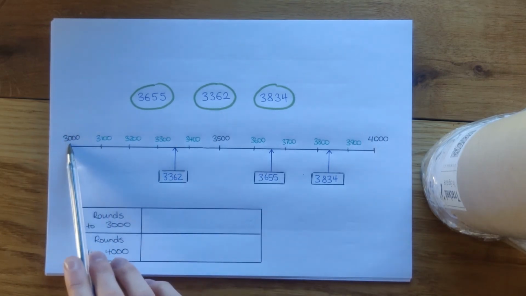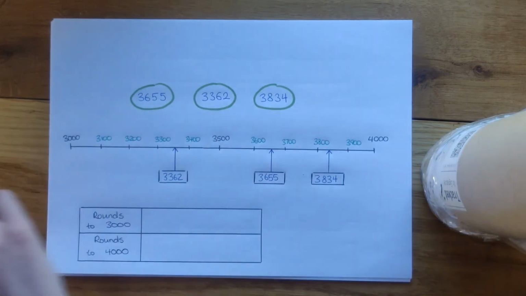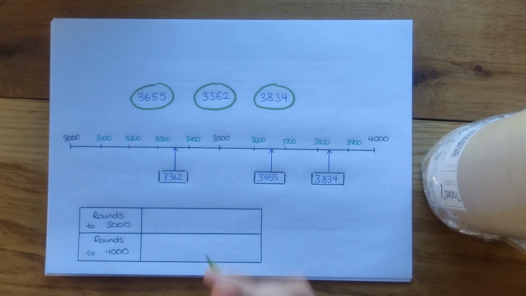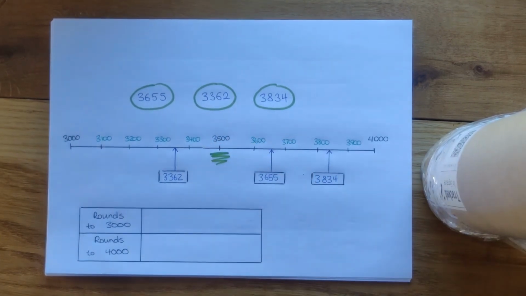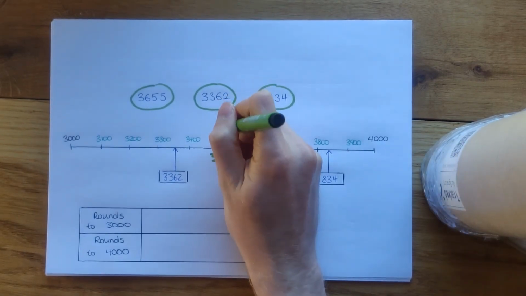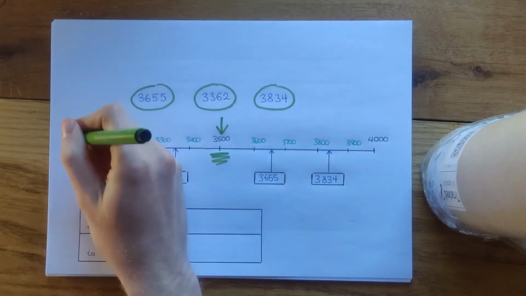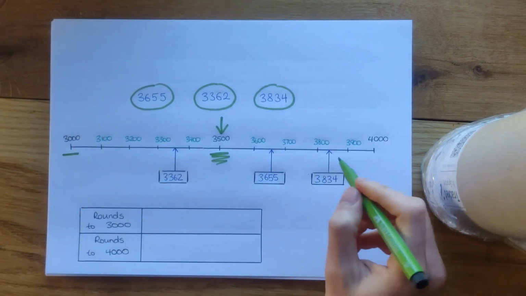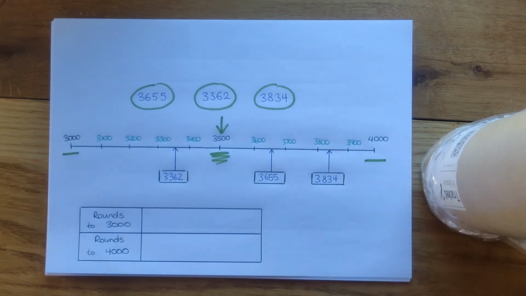The number exactly in the middle between 3,000 and 4,000 here is going to be, try and make it nice and clear for you, 3,500. Any number less than that is going to have to round down to 3,000, and if it's any number bigger than that, it's going to round up to our next 1,000, which is 4,000.